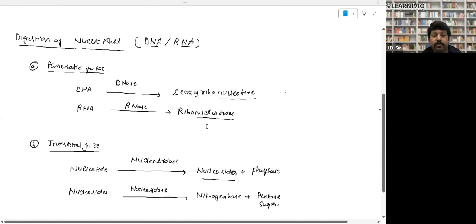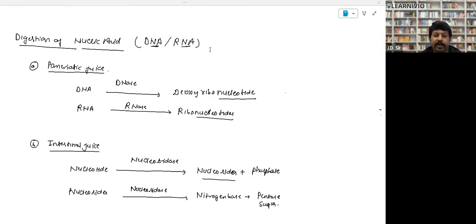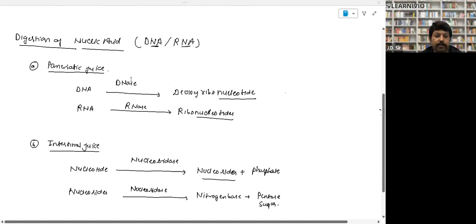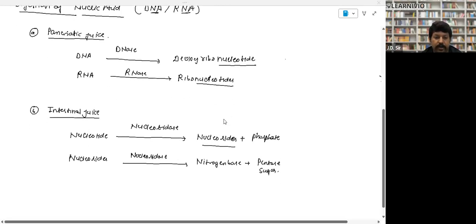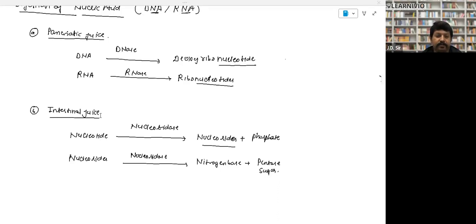Now, whatever you eat is made of cells. Every cell, either a plant cell or an animal cell, has DNA and RNA. Pancreatic juice has DNase and RNase. DNA is broken down into deoxyribonucleotides by DNase, and RNase breaks down RNA into ribonucleotides. So DNA and RNA are broken down into nucleotides.